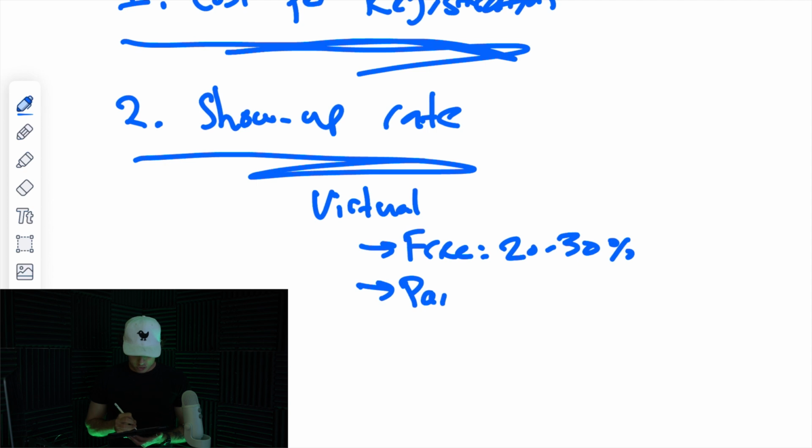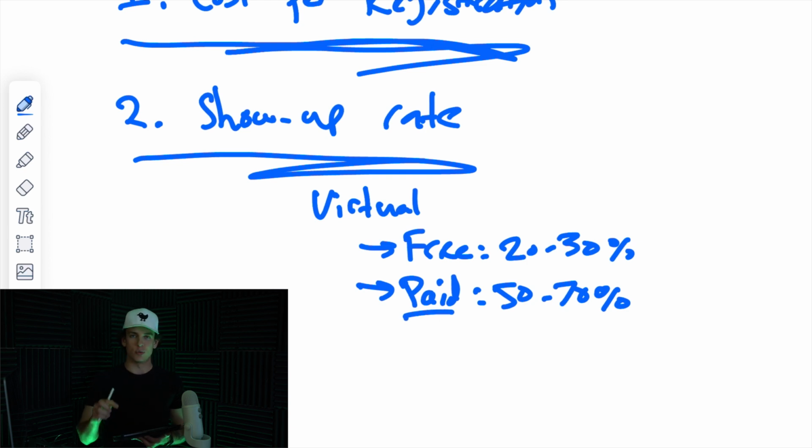All right, now moving on to paid virtual events, we usually see anywhere from a 50 to 70% show up rate when it comes to paid virtual events. And the reason there is a different show up rate for paid virtual events instead of free virtual events, it's kind of intuitive, but when somebody spends money on something, they're more likely to show up. Additionally, the attendees for a paid virtual event are going to be much more high quality than those that are attending a free virtual event.